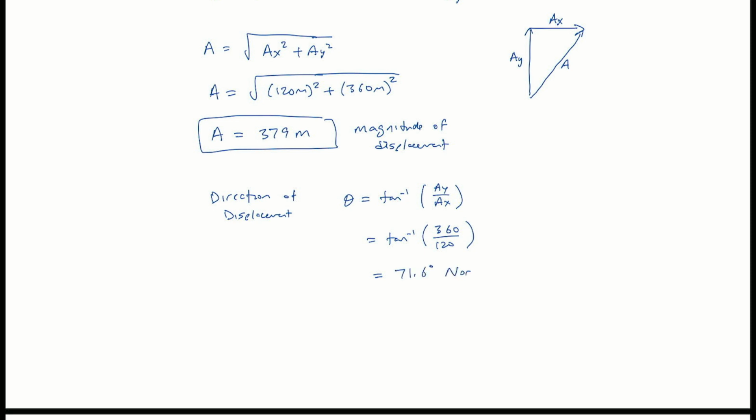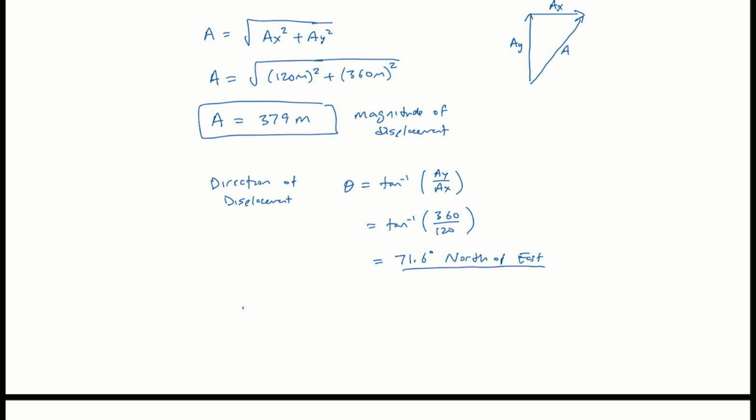That is north of east. That's the traditional way, or the conventional way, to report a degree. If we take 90 minus the 71.6 degrees, we get 18.4 degrees. And now that will be east of north.